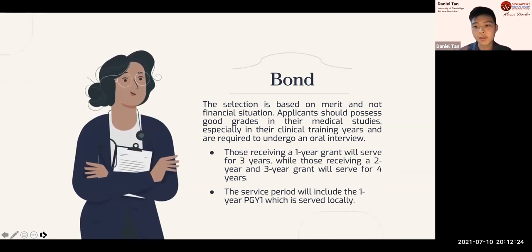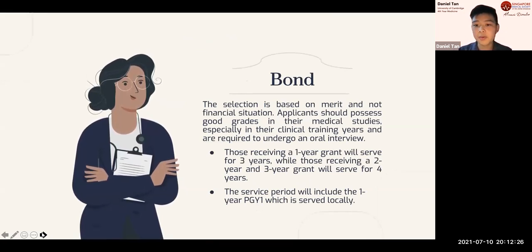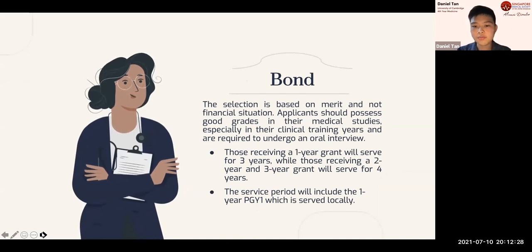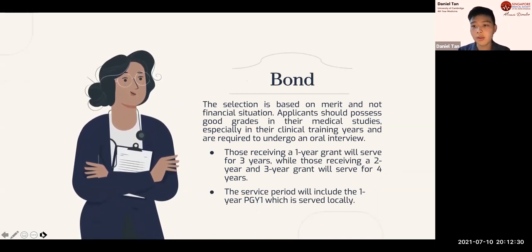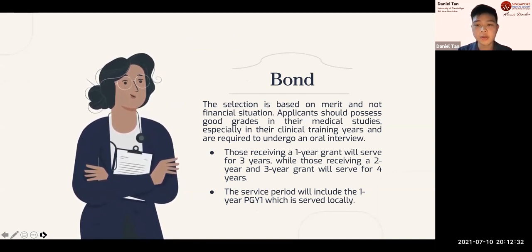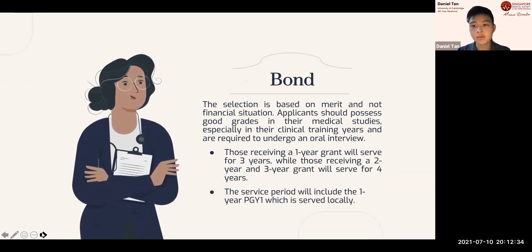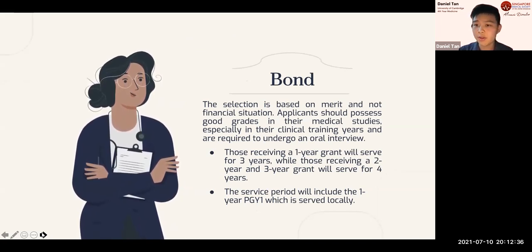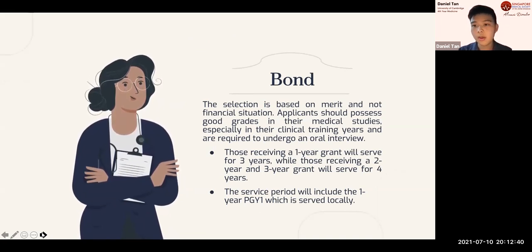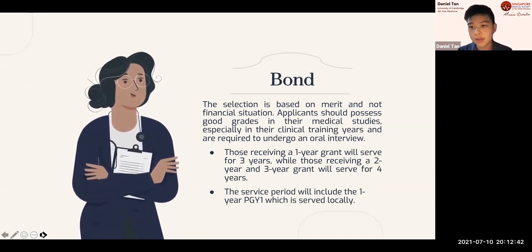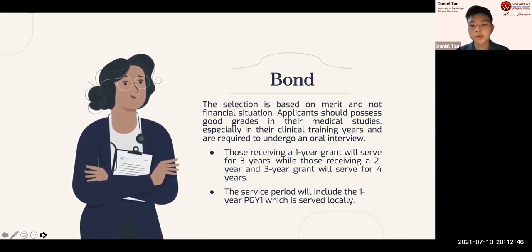So obviously there is a bond period, and selection is based on merit and not on financial situation. What that means is that they don't look at your financial background and don't take it into consideration. It just depends on merit, and most likely your clinical grades, as well as how well you have done within the interview.